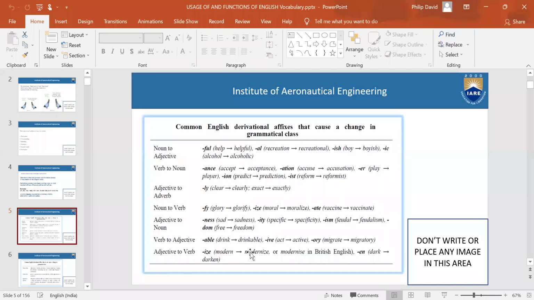Adjective to verb. Modern, modernize. Dark, darken. So adjectives are getting converted to verbs.